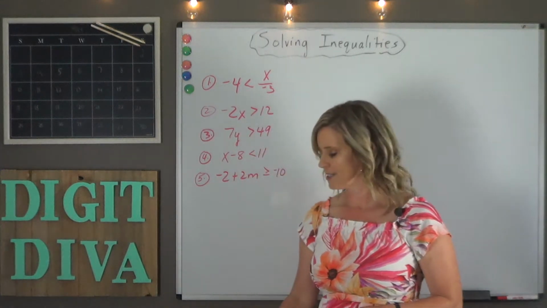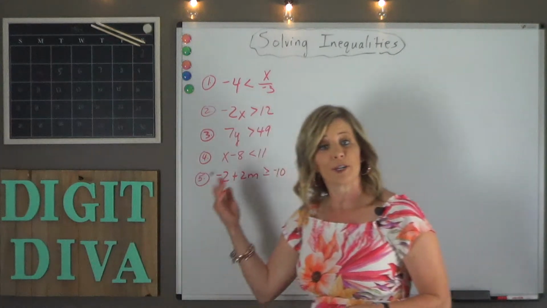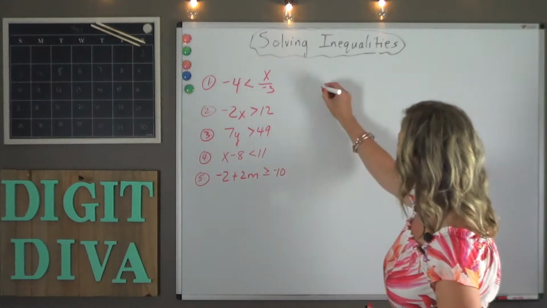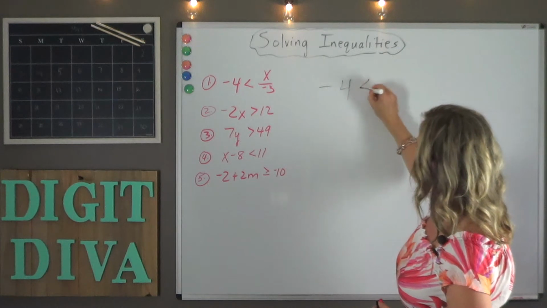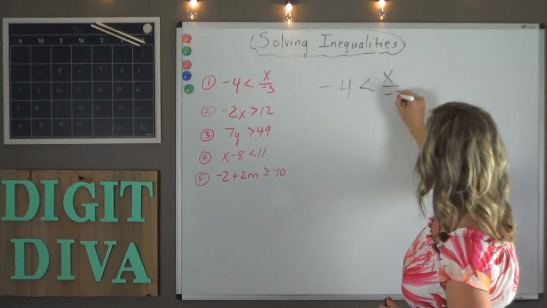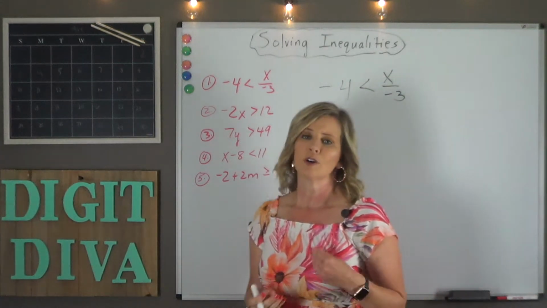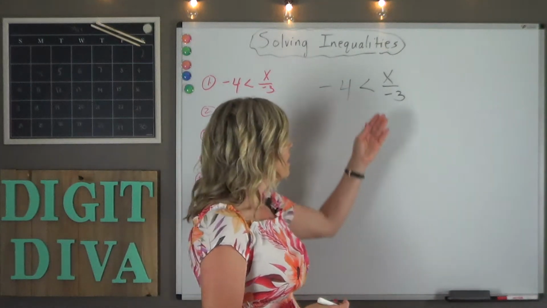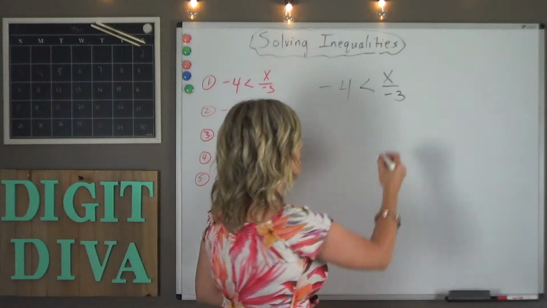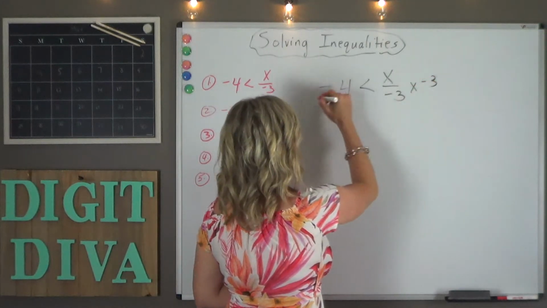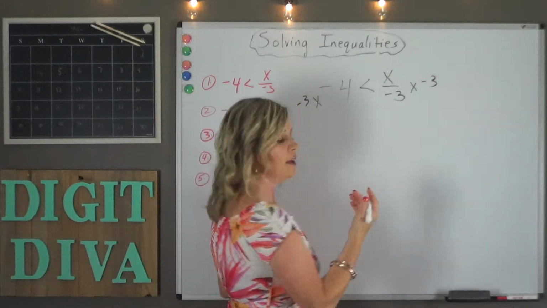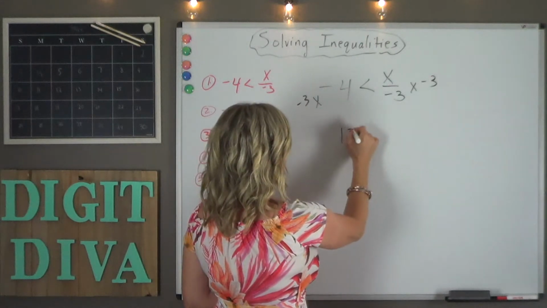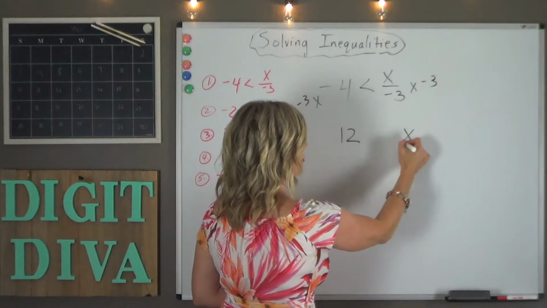So let's practice solving the inequalities that we have on the board. Our first one is -4 is less than x divided by -3. We're going to solve this the same way we would a one-step equation. They're dividing by -3, so I'm going to multiply both sides by -3. I'm going to bring down my positive 12. I'm going to bring down my x.